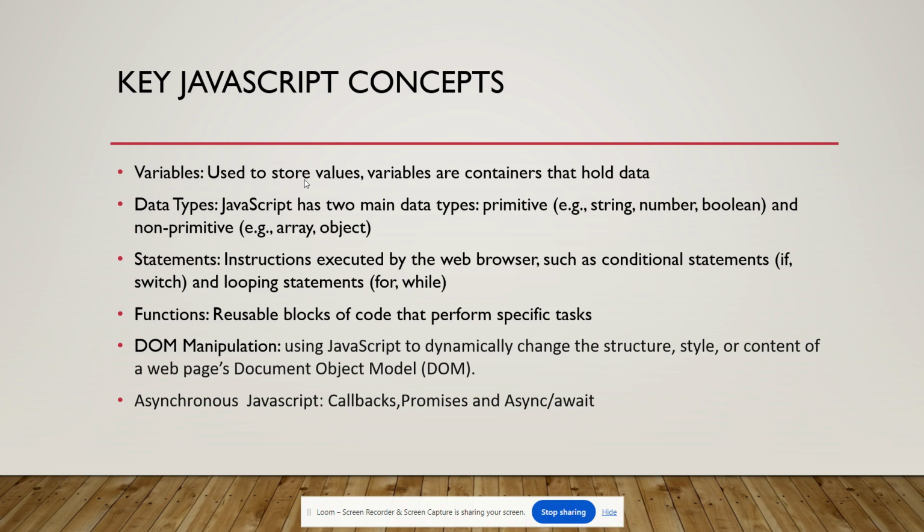So variables. In JavaScript, we have several variable types, including string, number, boolean, array, and object. Variables can be declared using var, let, or const. We use let and const for block scope, while var is function scope. The difference between let and const is that variable declared with const cannot be reassigned, making them a good choice for values that should remain constant.